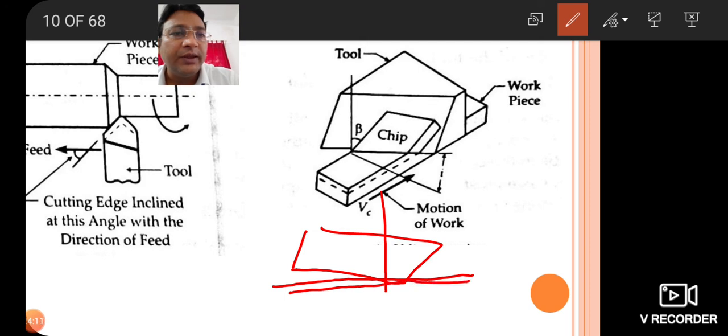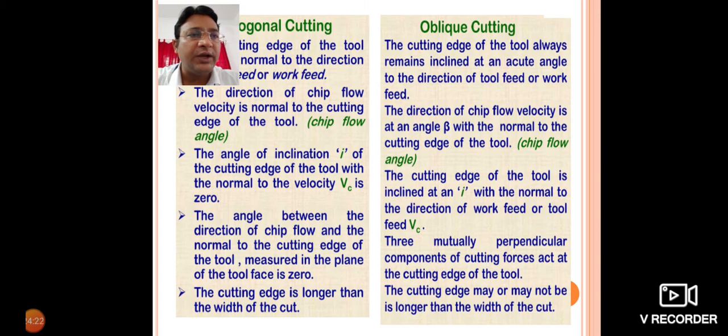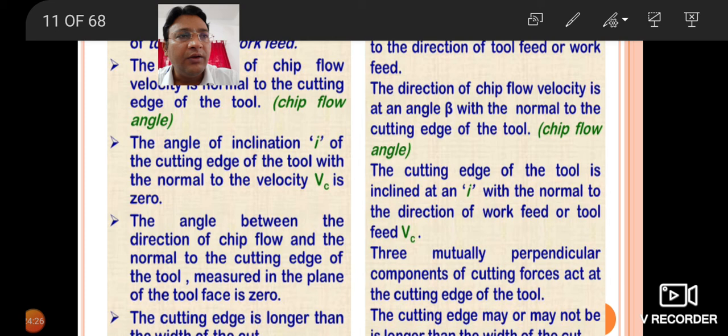So this is the direction of tool feed or work feed velocity, and this is the normal to that. So it is inclined at a certain angle over here. The cutting edge of the tool is inclined at an angle i with the normal to the direction of the work feed. Now next, the angle between the direction of chip flow and the normal to the cutting edge of the tool measured in the tool face is zero.